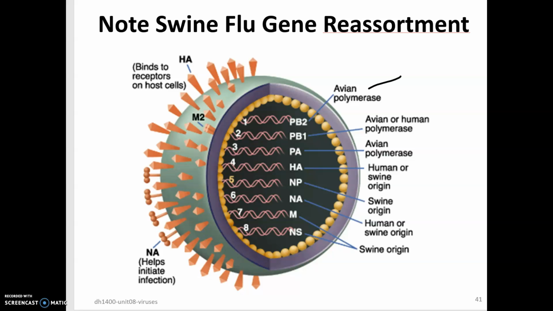So this gene here, avian, this one here, avian, avian, these all came from birds. Here, human or swine, so human or pig, and another one that's human or pig, and another swine gene. So this virus, over a long period of time, has probably been incorporated into a pig, and it's come in contact with bird viruses and human viruses, and we've had gene reassortment, and we end up with a virus that has a genome that looks like this.